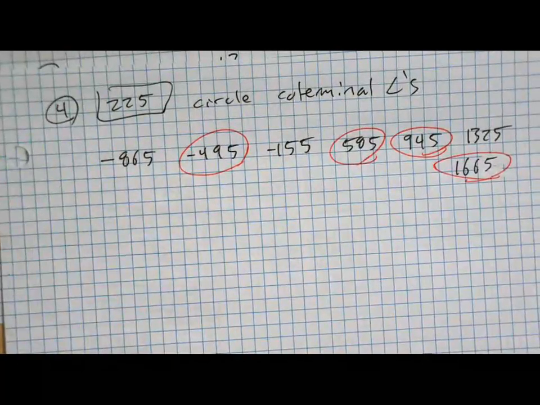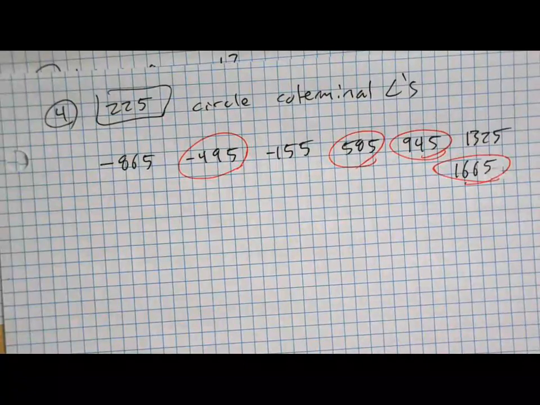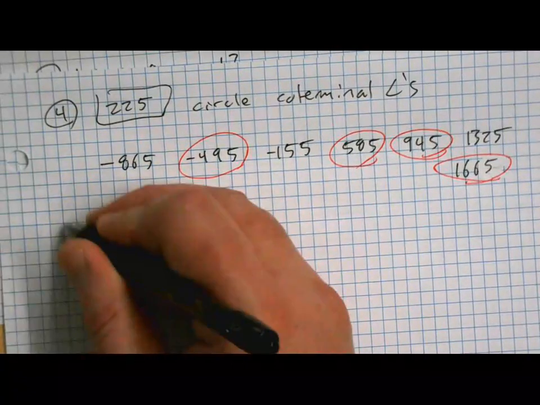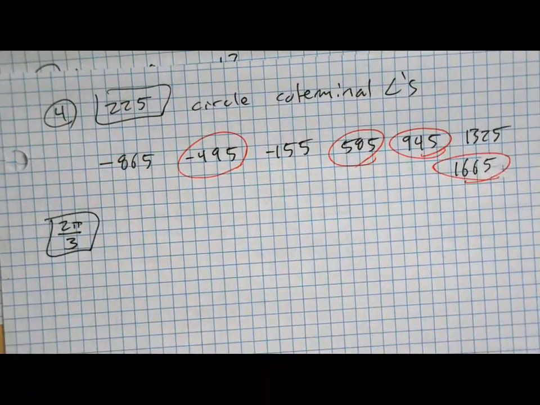There's going to be 2 of these. One of them will be in degrees and the other one will be in radians. So here's another one: 2 pi over 3. Which ones are coterminal with this?